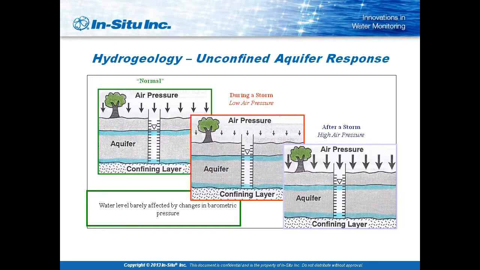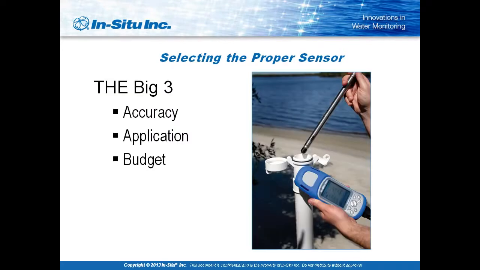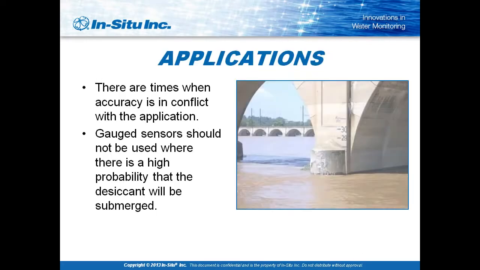Here you see another illustration of an unconfined aquifer. As you can see in this particular case, because the barometric efficiency around the well is very good, the effect in the well itself, in relationship to the aquifer around it, is virtually nothing. So when we're looking at selecting the sensor, I like to look at it as a three-step process: accuracy, application, and budget. Let's look at application first.